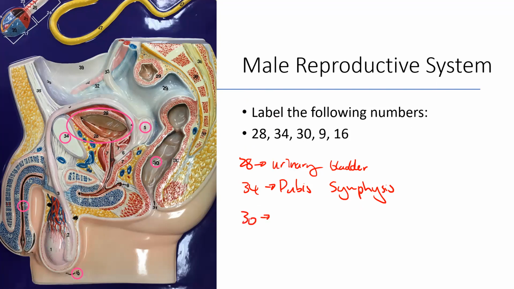Number 30 is the rectum. Number 9, where is number 9? Oh, right here. Sorry. Number 9 is the urethra. And number 16 down here, that is the scrotum. If it's too cold, then the scrotum contracts and pulls the testicle closer to the body to keep it warm. If it's too hot, it descends, it pulls it away from the body. You need to have the right temperature to optimize spermatogenesis.